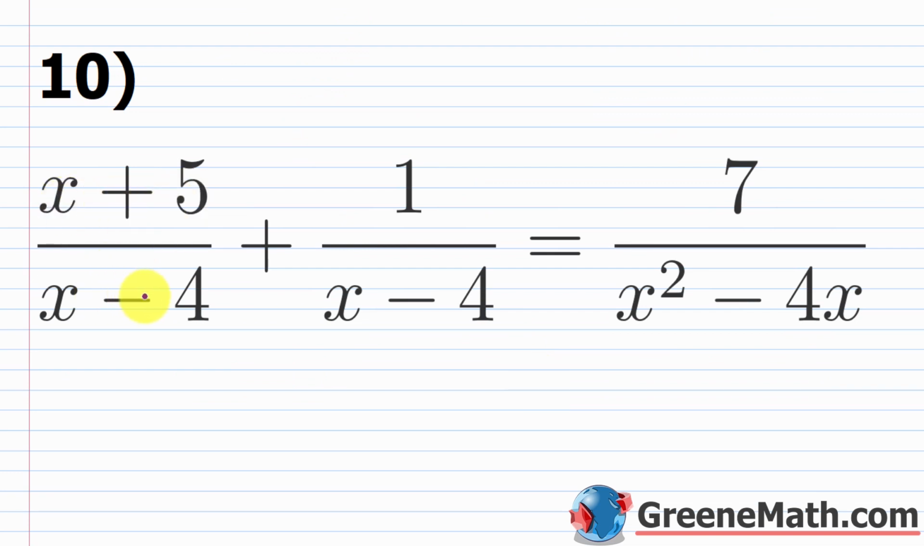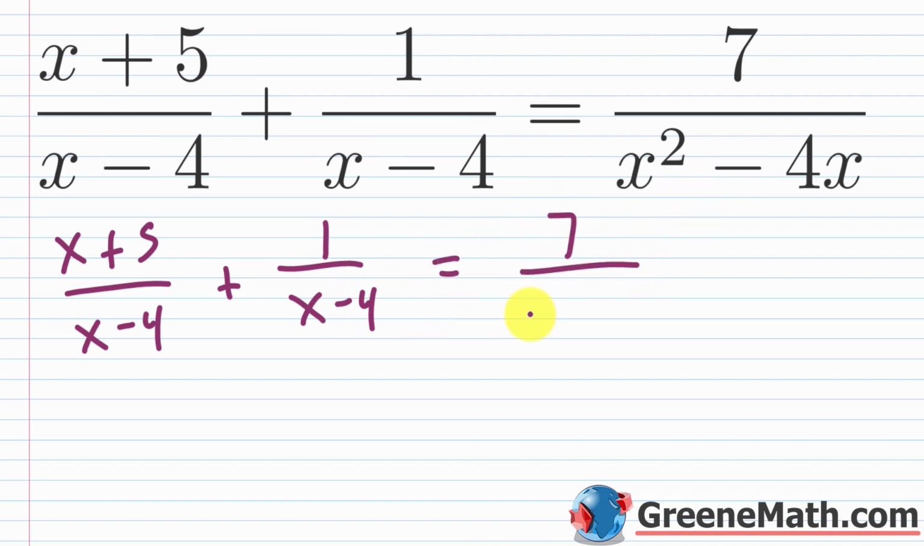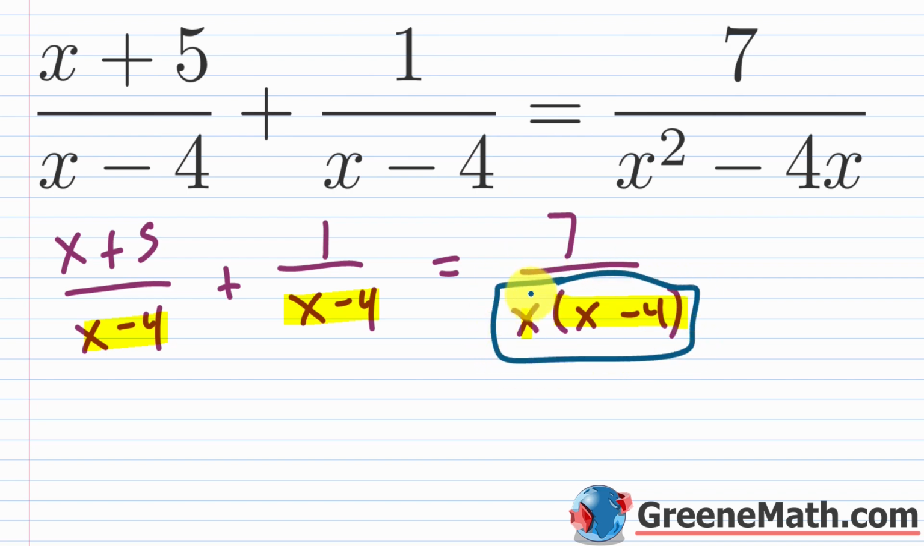So we're going to have x plus 5 over x minus 4, then plus 1 over x minus 4. This equals 7 over x squared minus 4x. Let me rewrite this. So x plus 5 over x minus 4, then plus 1 over x minus 4. This equals 7 over, I'm just going to factor this and say this is x times the quantity x minus 4. And then essentially thinking about what we have here, the LCD is just going to be this x times the quantity x minus 4. You have x minus 4 here and here and here, but it only occurs once in each case. And then you have this x here. So my LCD would be this guy right here. Let me do that in a different color. So this x times the quantity x minus 4.